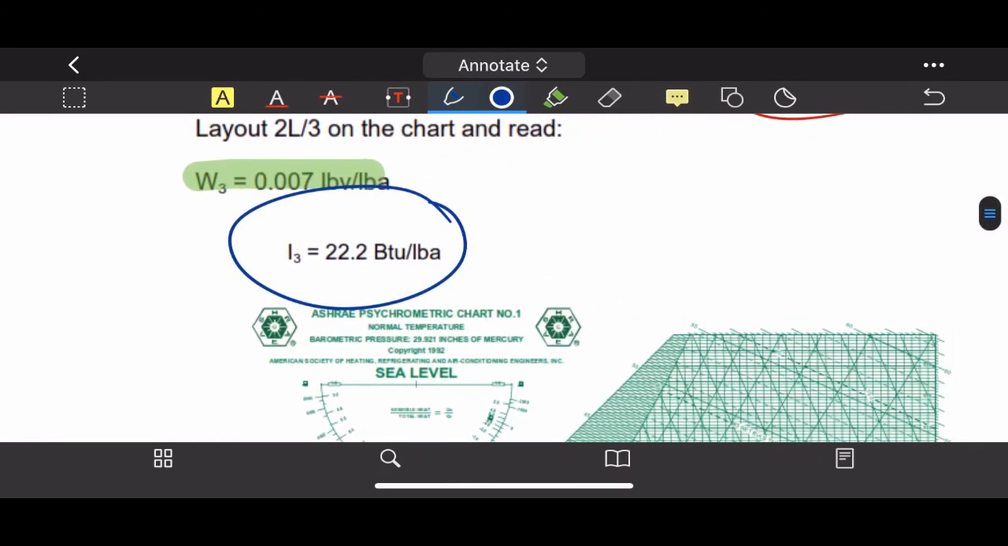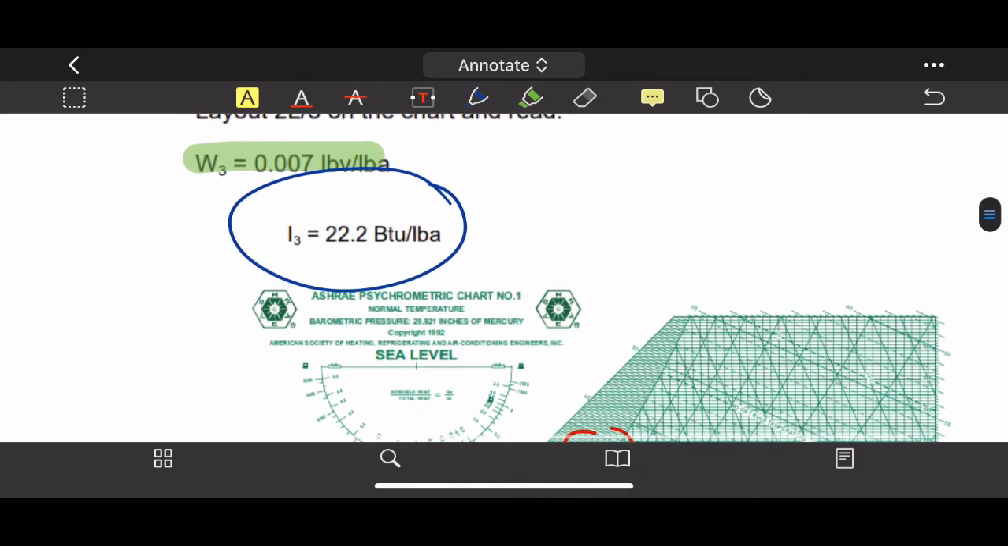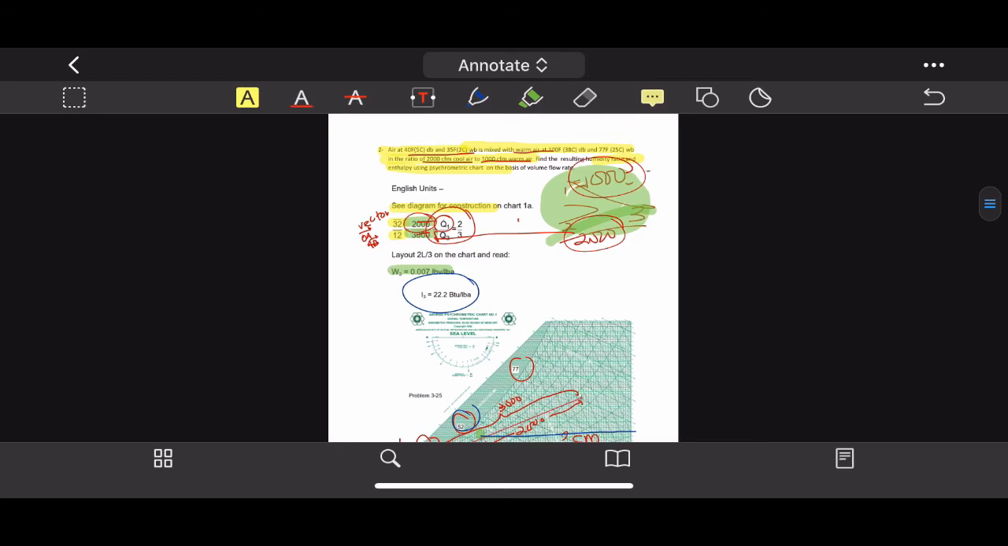Okay, there's another thing to talk about. Sometimes in thermodynamics and heat transfer analysis, they use I instead of H as well. Okay, so that 52 there belongs to the SI unit, and 22.2 BTU, or British thermal unit, over pound of dry air will be the English unit. Okay, that's how you use a psychrometric chart and a ruler to find the distance.